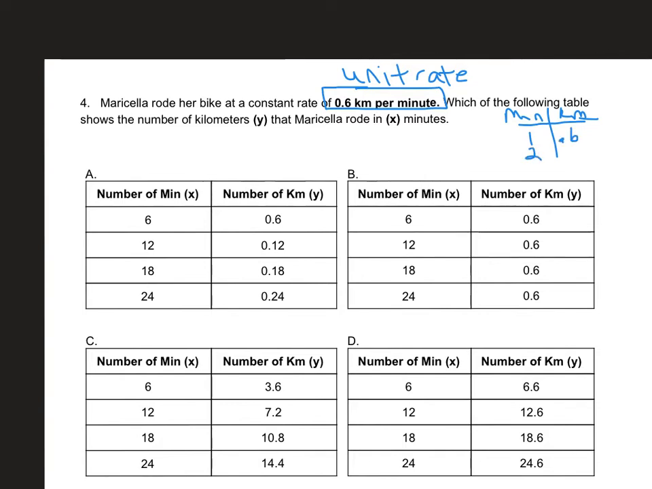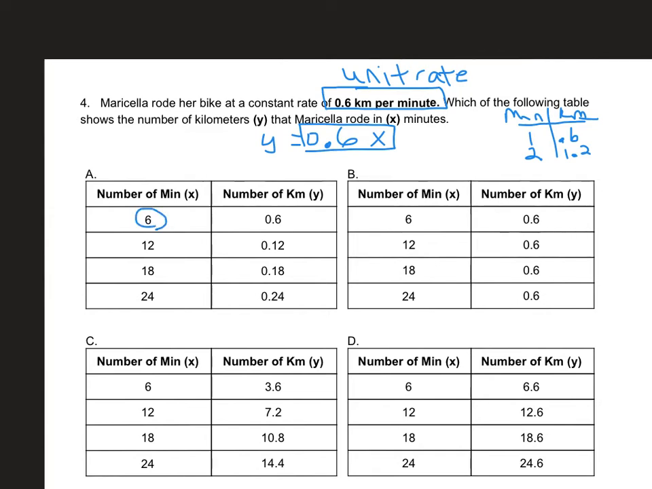For 2 minutes, Maricela rode her bike for 1.2 kilometers, and so forth. So they're taking all the number of minutes and multiplying it by 0.6 in order to figure out the total number of kilometers that Maricela rode her bike. So I'm going to go ahead and look at my table values. They want to know which of the following tables shows this relationship, right?